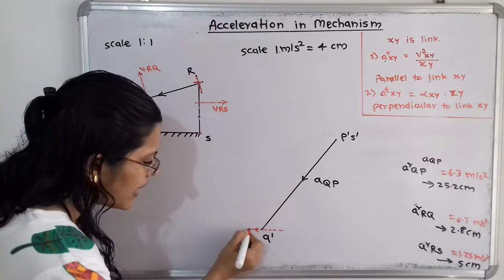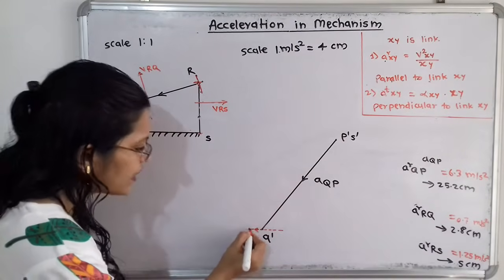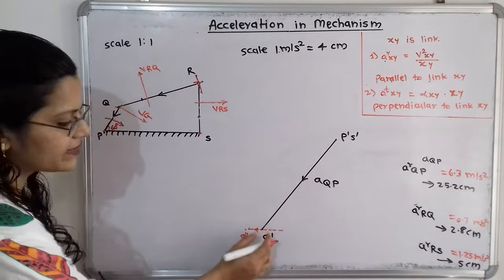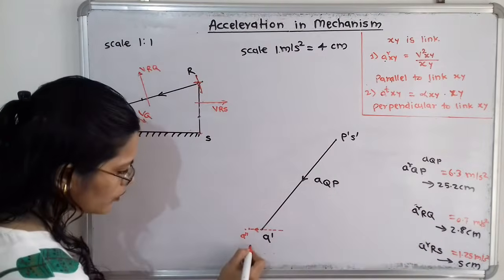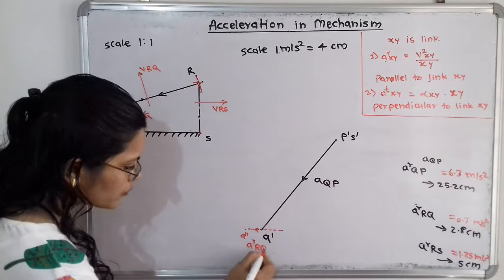So from a dash I will select a double dash, and this vector a dash to a double dash indicates the a raised to r cube. So I will write here a raised to r cube.